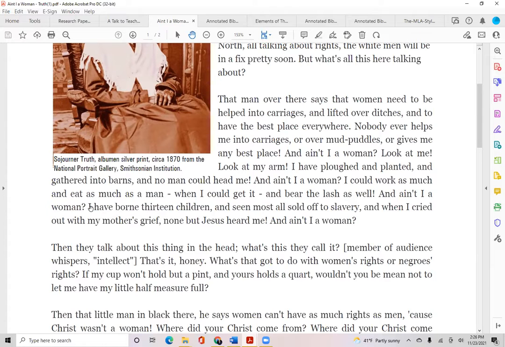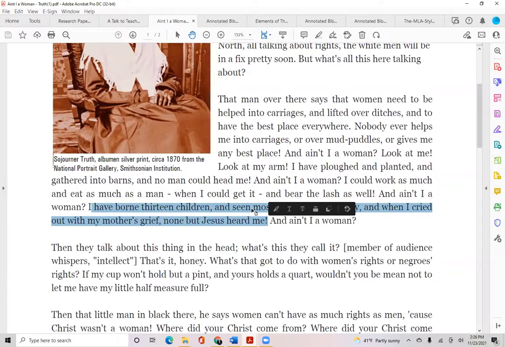And I am a woman. She says, I've borne 13 children. One of you used this in your example: sold off to slavery, and cried out with my mother's grief, but none but Jesus heard me, and ain't I a woman, right? So she's saying here, again, how she's able to persevere and the amount of strength that she has.